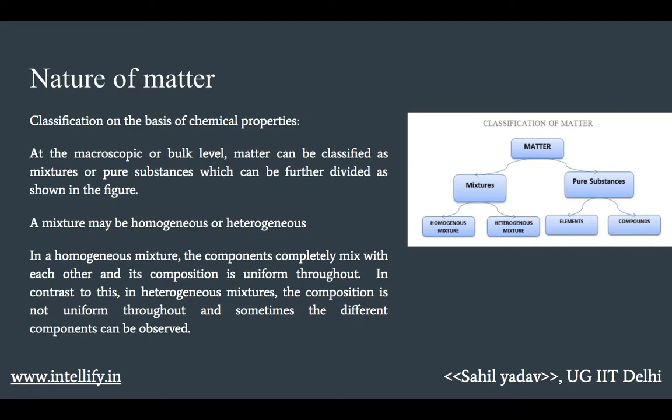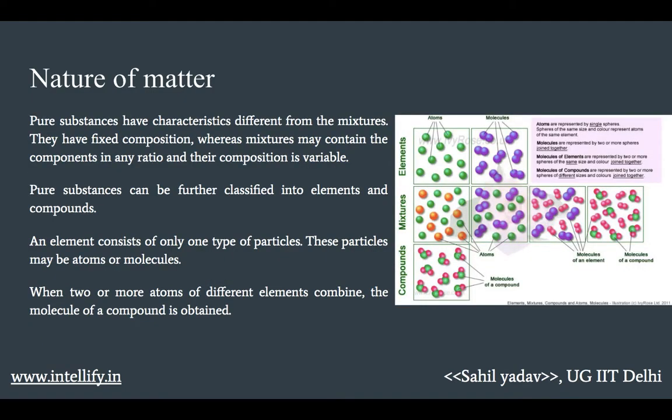Pure substances. Now we'll be talking about pure substances moving forward. Pure substances have characteristics different from the mixture. They have fixed composition, whereas mixtures may contain the components in any ratio and their composition is variable. For example, copper, silver, gold, water, and glucose are some examples of pure substances. Glucose contains carbon, hydrogen, and oxygen in a fixed ratio and thus, like other pure substances, has a fixed composition. Also, the constituents of a pure substance cannot be separated by physical methods.